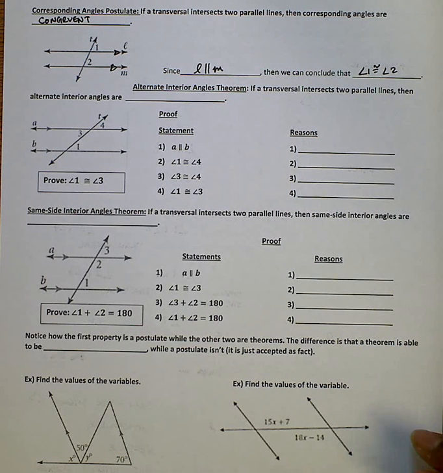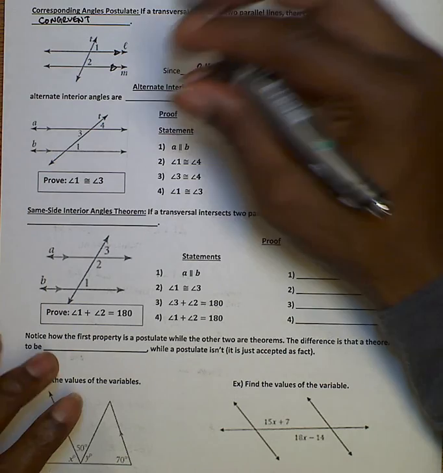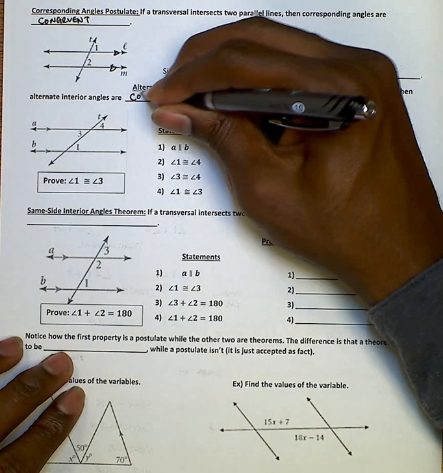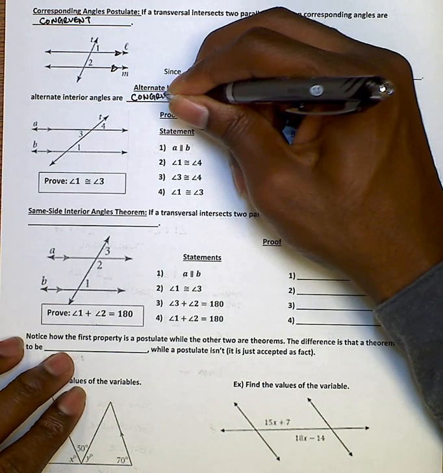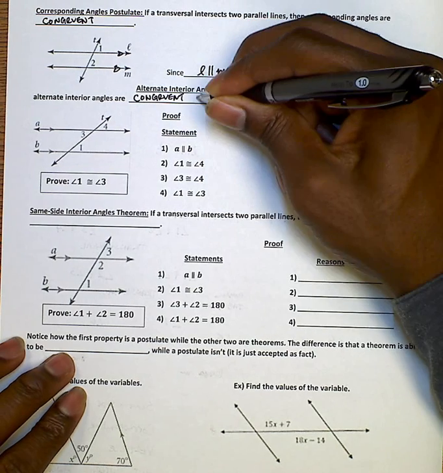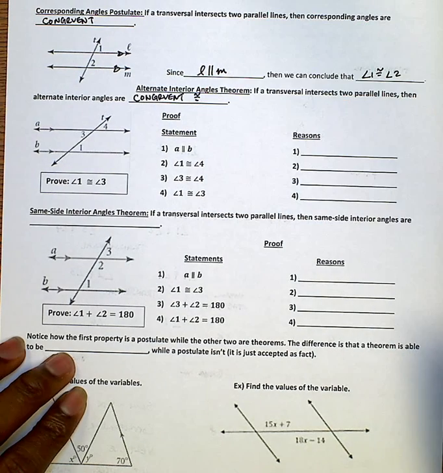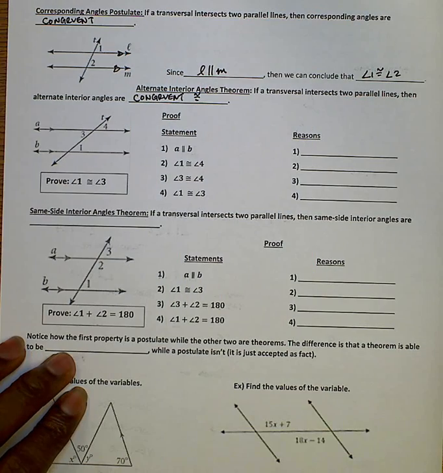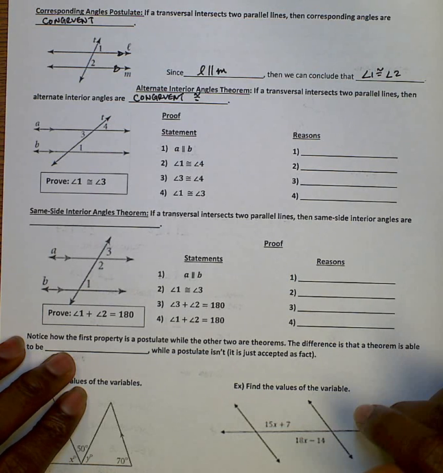The alternate interior angles theorem says if a transversal intersects two parallel lines, then alternate interior angles are congruent. Okay, we can see it like an equal sign with a squiggly. And we can just go through a proof just so we can see that we can do that.